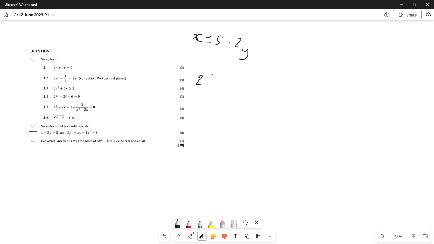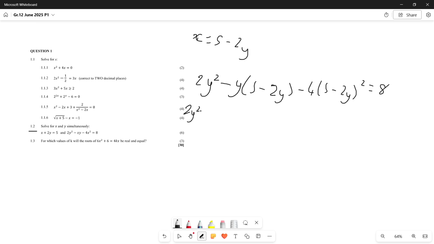So what we have is 2y squared minus y times (5 minus 2y), minus 4 times (5 minus 2y) squared. So what we have to do, we have to FOIL this guy, we have to square this guy, and then we can start to simplify it. So we have 2y squared minus 5y plus 2y squared, minus 4 is staying out here for now. So 5 times 5 is 25, minus 2y times 5 is minus 10y, minus 20y if we times it by 2, and then positive 4y squared.